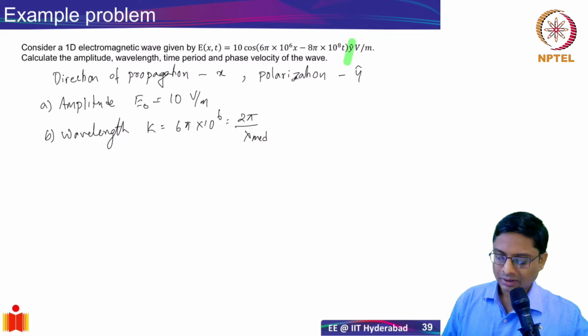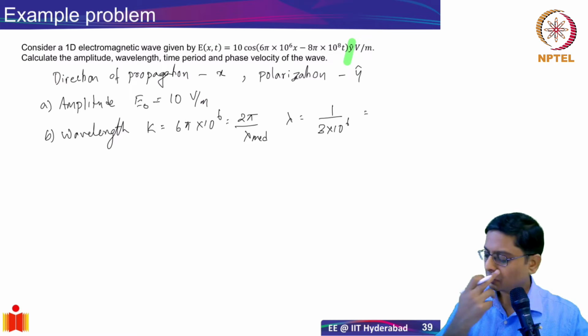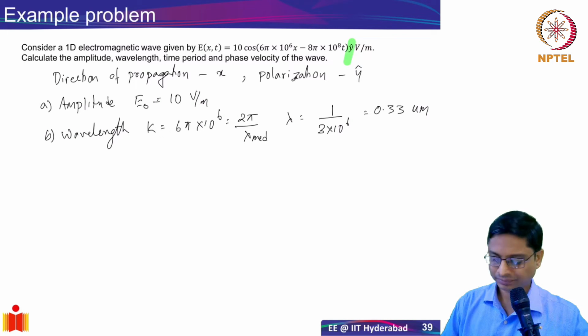So now irrespective of what this medium was, lambda is going to be equal to, if I cancel out this, then it will be 1 by 3 into 10 power 6. That will turn out to be equal to 0.33 micrometers. All right. So what is the wavelength? Wavelength is 0.33 micrometers.